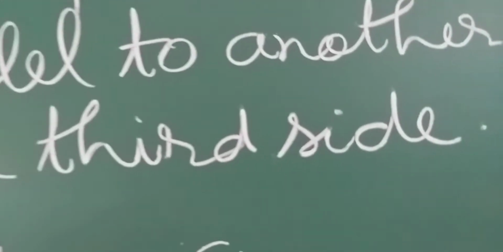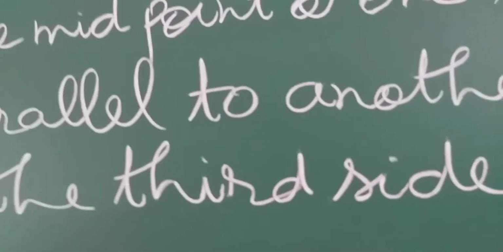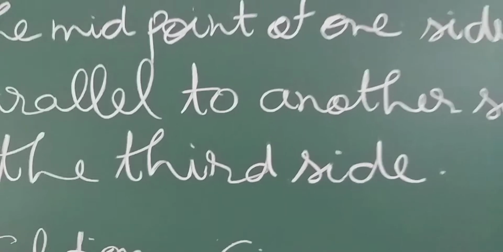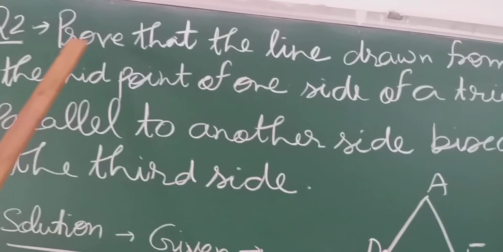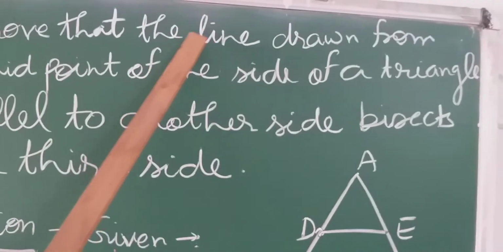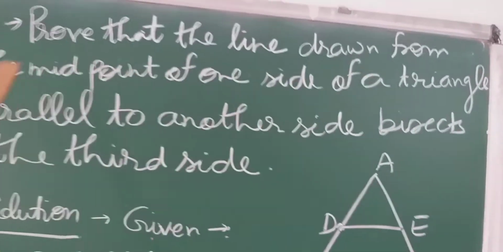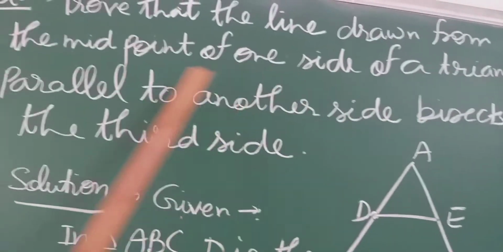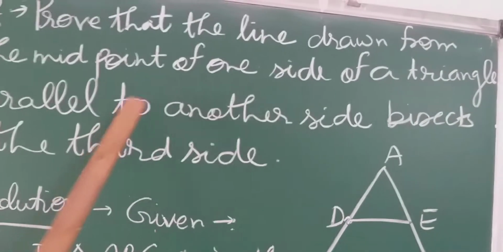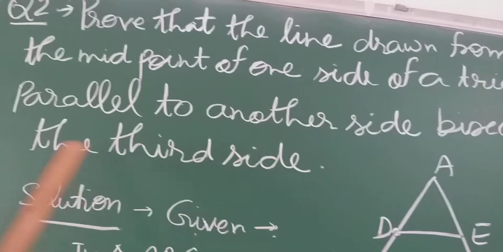Now, students, one more question based on basic proportionality theorem or Thales theorem. Question number 2. Prove that the line drawn from the midpoint of one side of a triangle parallel to another side bisects the third side.